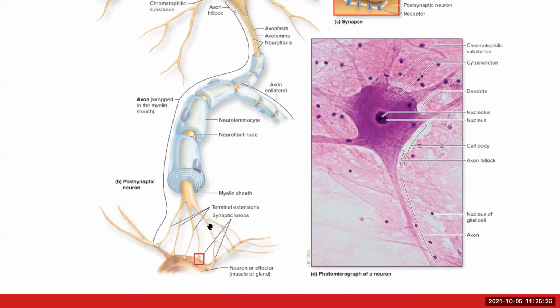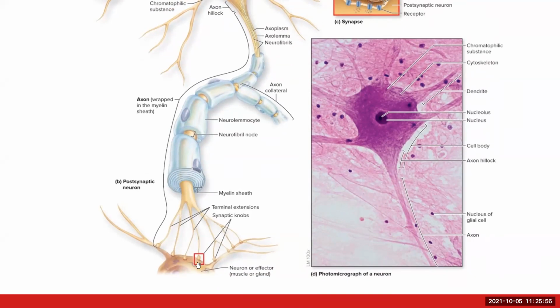At the end, we have our terminal extensions here. We call those telodendria, these little processes that are coming out. And you'll see at the very end a knob there, and we call those synaptic knobs. Now, these synaptic knobs will be contacting either another cell or an end organ, or effector, which is a muscle or a gland. So you have three options. It could be another neuron, it can be a muscle, or it can be a gland.